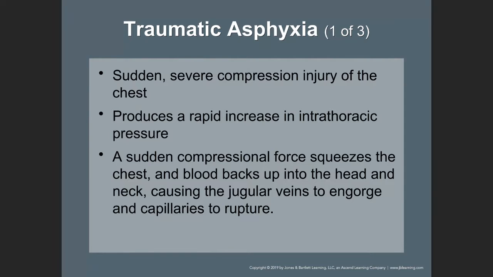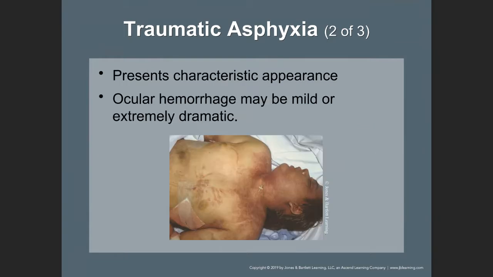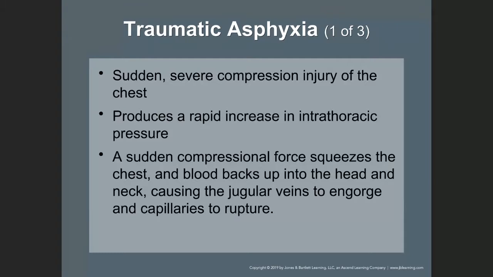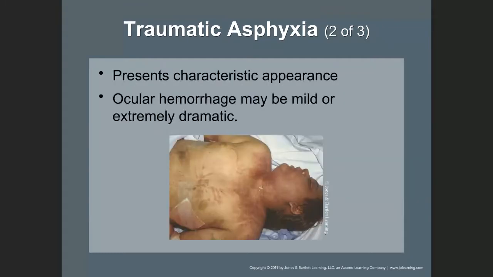Traumatic asphyxia. Sudden severe compression injury of the chest produces a rapid increase in intrathoracic pressure. A sudden compressional force squeezes the chest and blood backs up into the head and neck, causing jugular veins to engorge and capillaries to rupture. Patients present a characteristic appearance. Ocular hemorrhage may be mild or extremely dramatic.